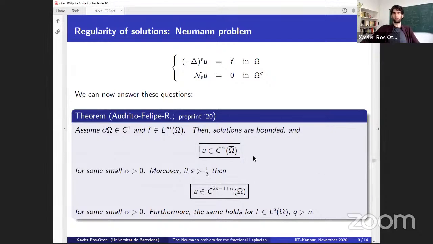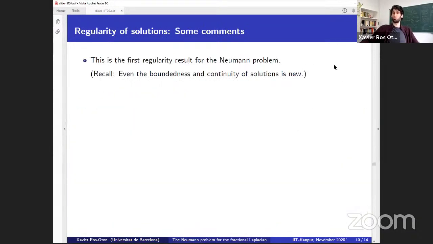But the important thing is that now we have the Hölder regularity up to the boundary, and the improved regularity in case S is bigger than 1/2. So let's discuss a bit the proof, and let's give some comments about it. Just to recall, this is the first regularity result on the boundary for the Neumann problem. Even the continuity of solutions was new.